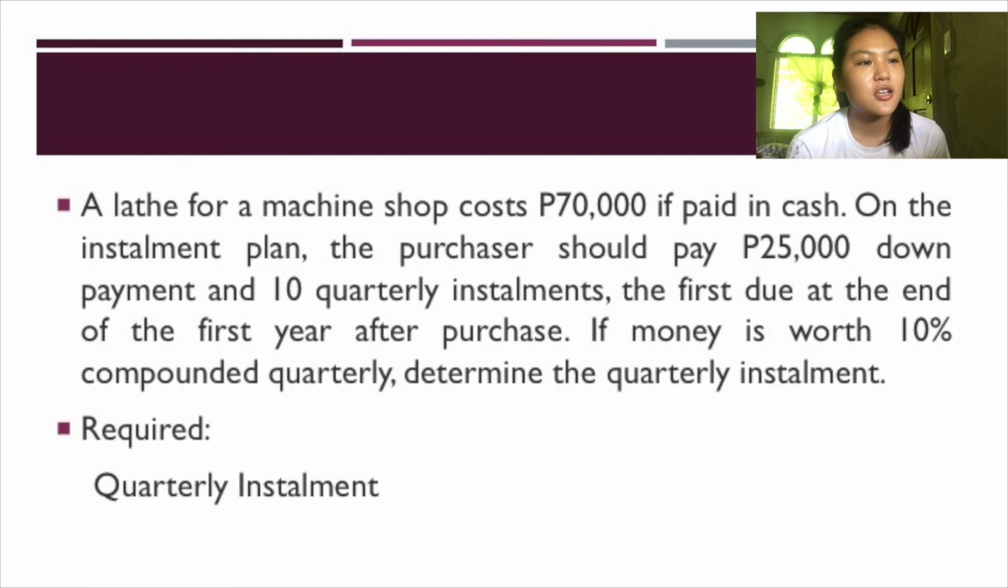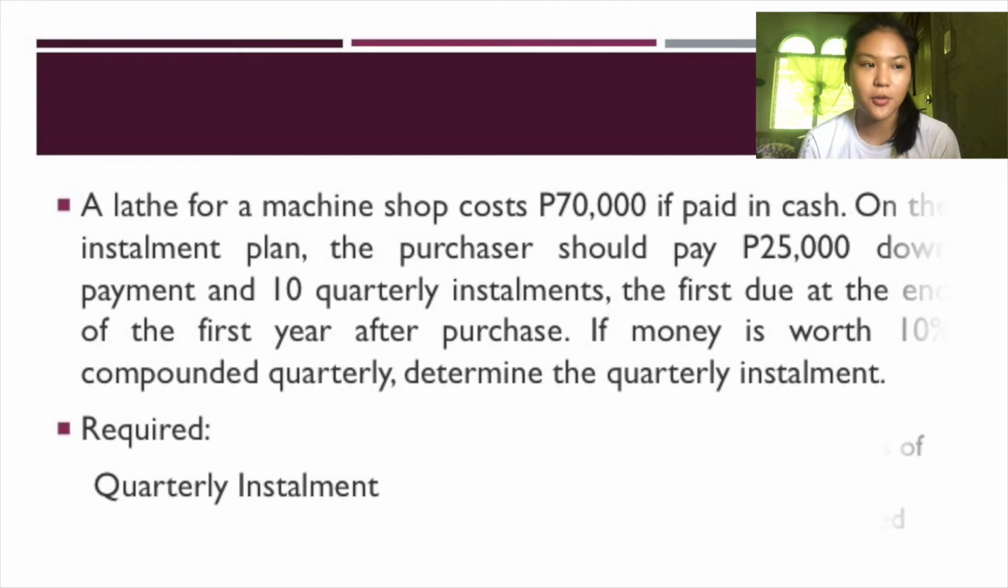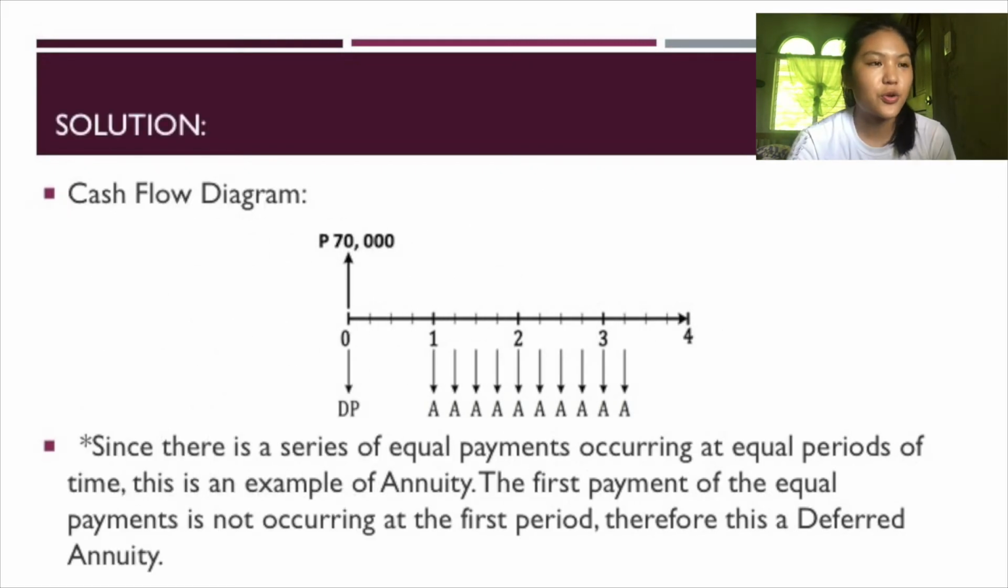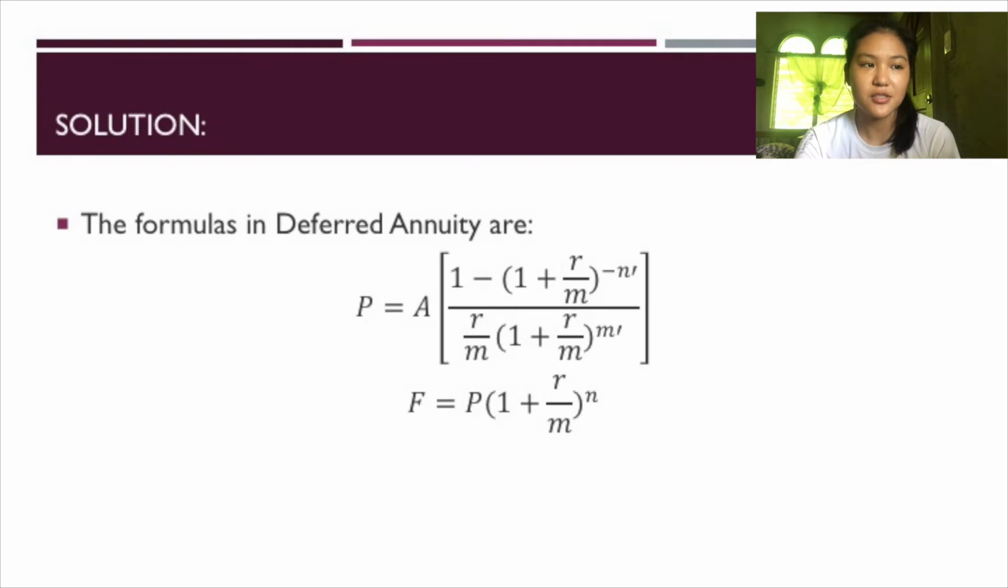So the required for this problem is the quarterly installment. And for the solution, we will show you a cash flow diagram. In the cash flow diagram, since there is a series of equal payments occurring at equal periods of time, this is an example of annuity. And the first payment of the equal payments is not occurring at the first period, therefore this is a deferred annuity. So there are formulas in deferred annuity.